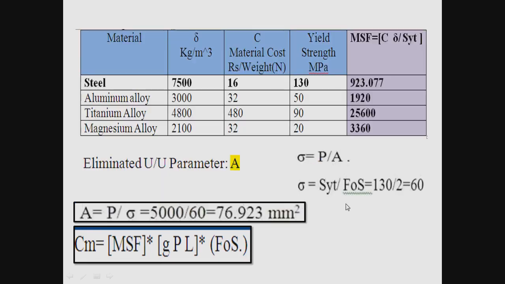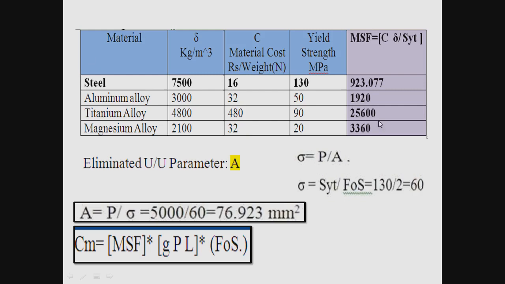So how many materials are given in the problem? There are 4 materials given in the problem: steel, aluminum alloy, titanium alloy and magnesium alloy. Density is given, material cost is given per Newton, and yield strength is given. So from the previous slide we got the MSF equation, given by C into delta divided by SYT. This value we need to calculate for all the 4 materials.